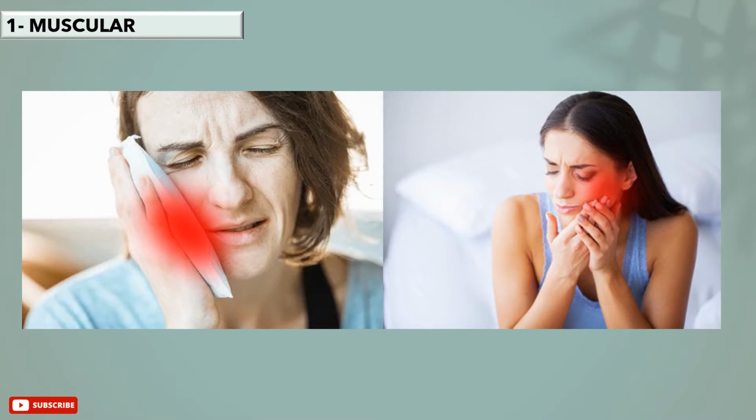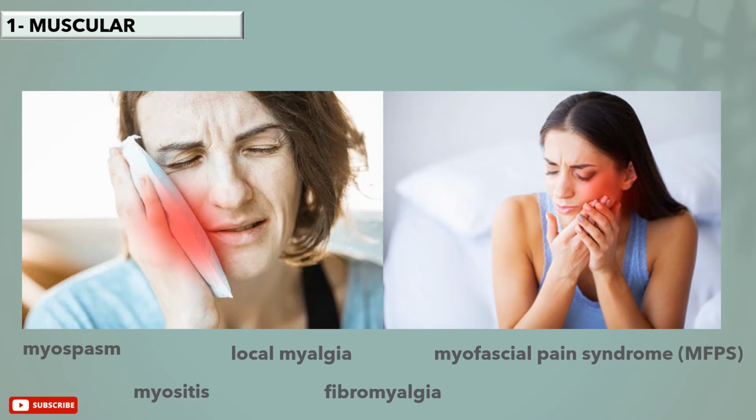Muscular pain symptoms are characterized by a deep dull ache, sometimes with occasional sharp lancinating pains in the ear, temple, or face. Included in this group are myospasm, myositis, local myalgia, fibromyalgia, and myofascial pain syndrome.